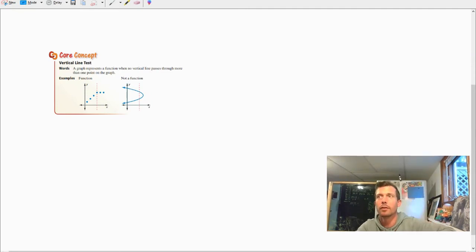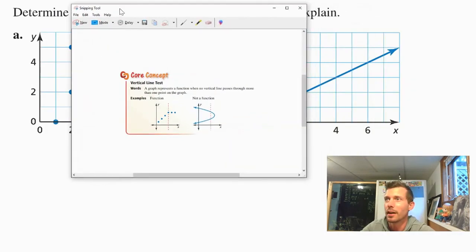So all we have to do is look at this and make sure that we can determine when we have a graph. Hold on, I'm just looking for my mouse. Where'd my mouse go? Now that I found my mouse, sorry about that, guys. You can see on the example on the left that that is a function because it only hits at one location.